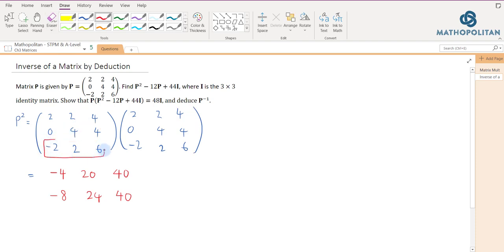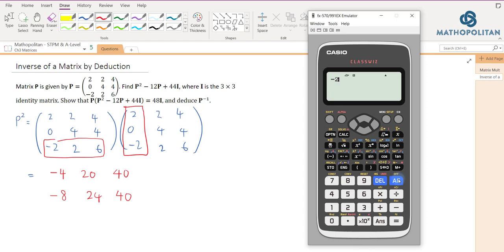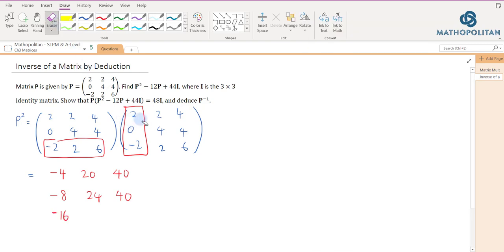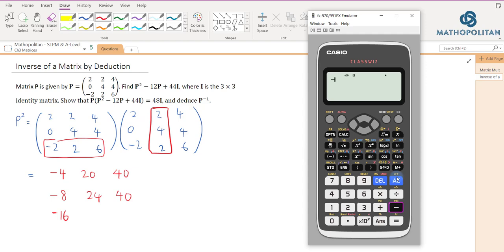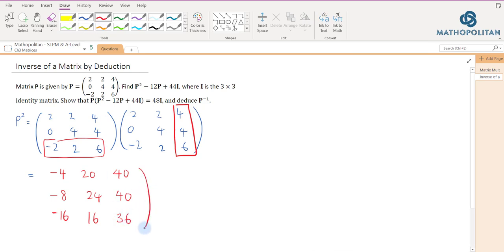And then we move to the last row. So that's negative 2, 2, 6, and 2, 0, and negative 2. Let's calculate that. So that will be negative 2 times 2 plus 2 times 0 plus 6 times negative 2. So that's negative 16. And the next column: negative 2 times 2 plus 2 times 4 plus 6 times 2. So that's 16. And then for the final column: negative 2 times 4 plus 2 times 4 plus 6 times 6. So that's 36.